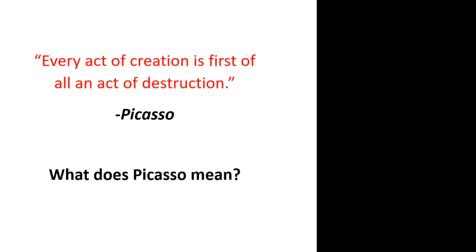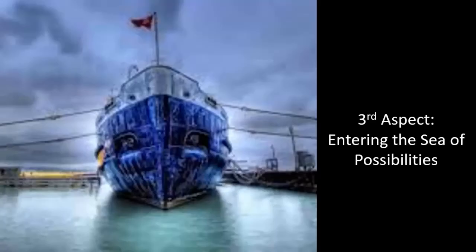He says every act of creation is first of all an act of destruction. So as we talked about in the previous lecture, that refers to how we need to let go of the ordinary world. We have to break the bonds or the ties that keep us there. We can have courage, we can have motivation to leave it behind, but unless we literally cut the ties, destroy some of our ordinary world beliefs and views, it's kind of hard to leave the ordinary world behind.